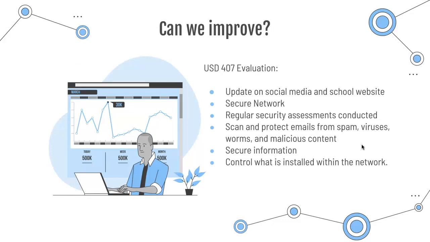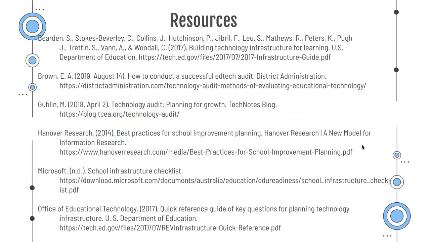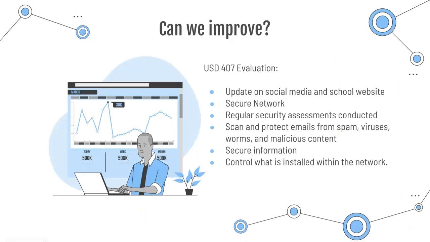As far as what USD 407 can improve, we can improve our social media and school website, just making sure that we're up to date and we're doing everything that we're supposed to. Having a secure network, making sure that we are doing security assessments, making sure that we're scanning and protecting emails from spam, viruses, worms, malicious content, securing information, and controlling what we can that is installed within the network. I know that our tech guys have worked their booty off on trying to do those types of things for us, and it's very appreciated as a teacher to know that not only am I safe, but I'm also able to teach my students in a safe environment that will support them.